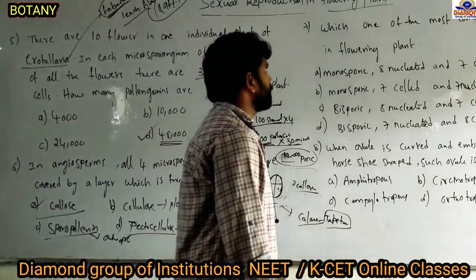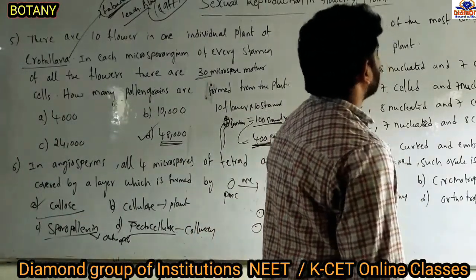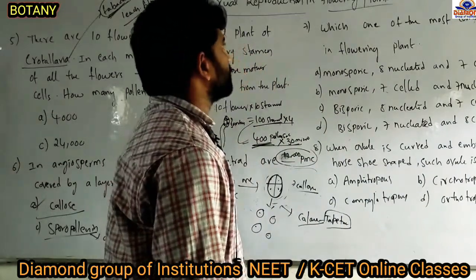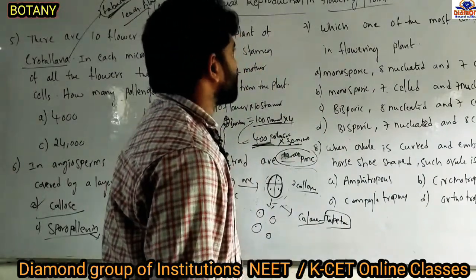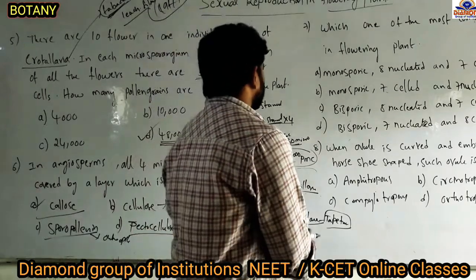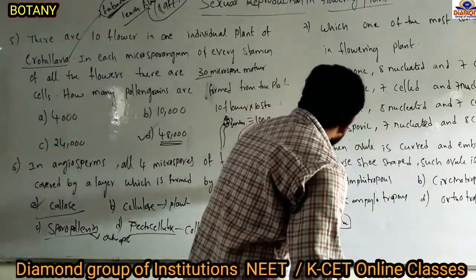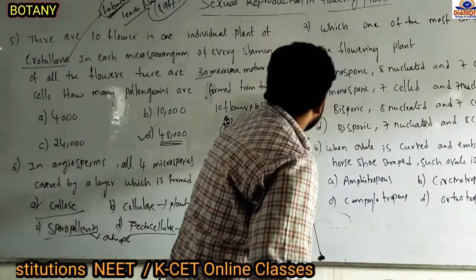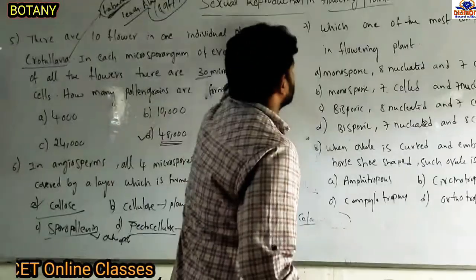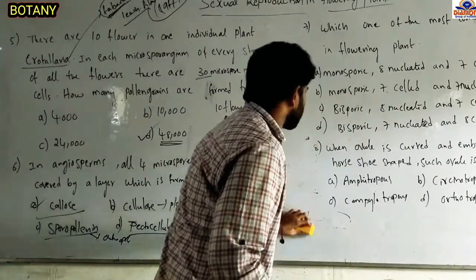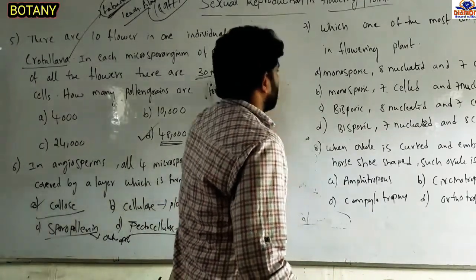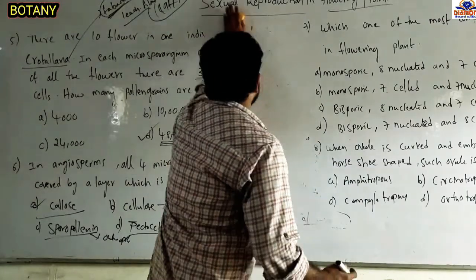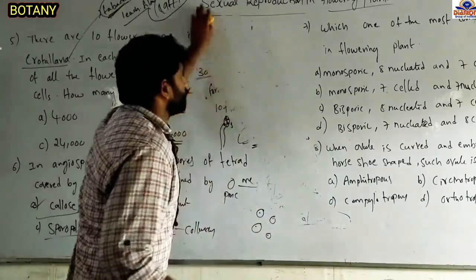And the next question: which one is the most common embryo sac in flowering plants? Embryo sacs, as we know, are the female gametophyte. The most common type of embryo sac in flowering plants is, the options given are monosporic 8-nucleated 7-celled structure, bisporic, and so on.